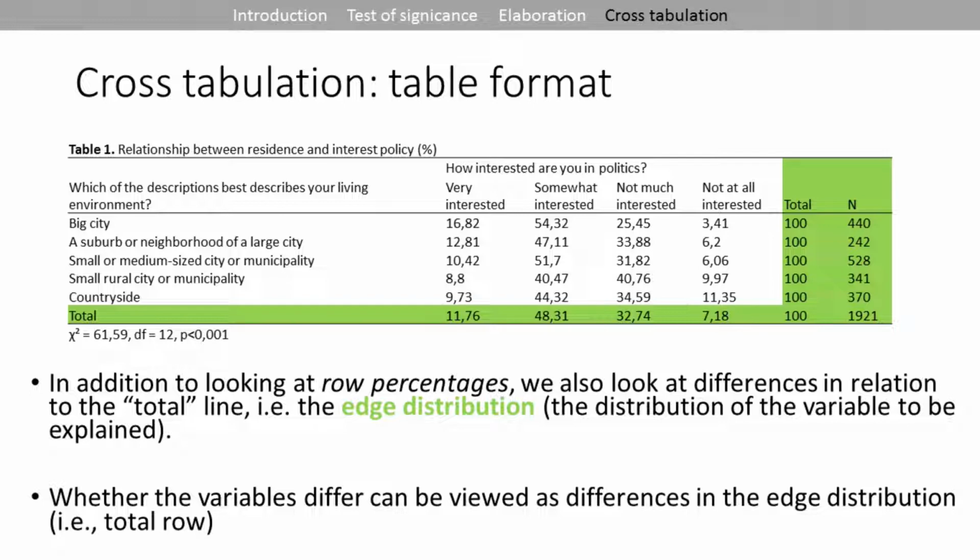Okay, the first thing we should look at is not the center of the table, but the edges of it. So looking at the row percentages, we also have the difference in relation to totals, or the edge distribution, so to speak, the distribution of the variable to be explained. Whether the variables differ can be viewed as differences in the edge distributions. So you can look up the totals and get the big picture quite fast, at least in the categories of the dependent variable. It's pretty easy to do and fast. That's usually what you look up first.